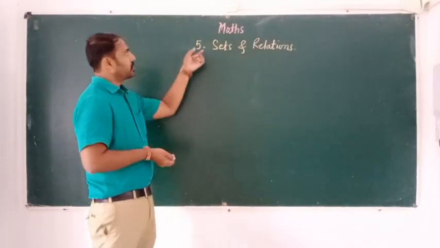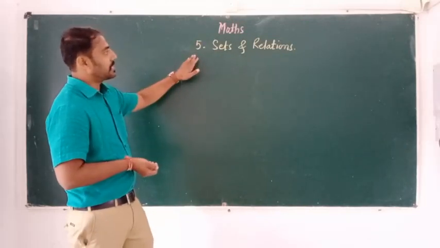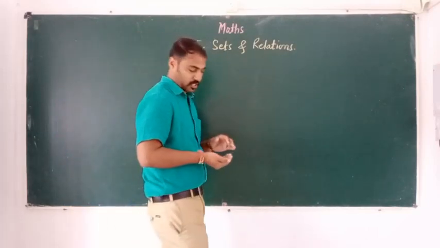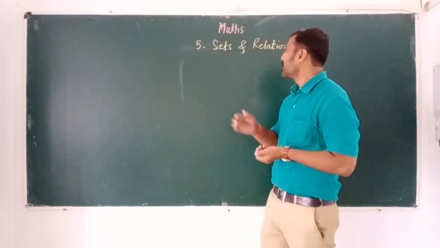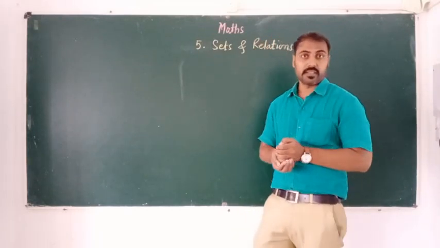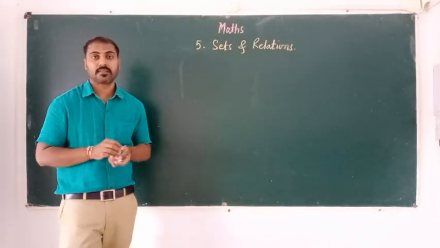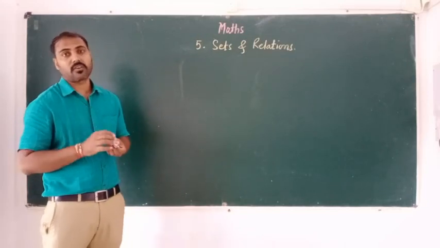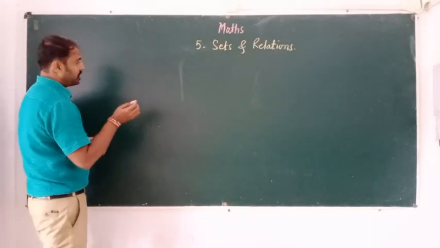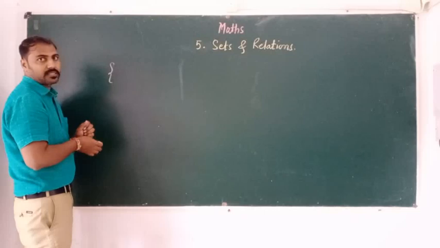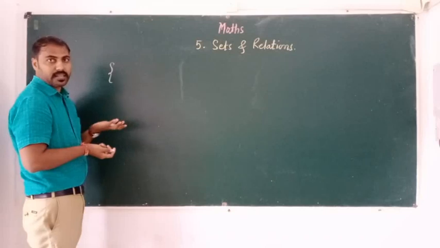Today we are going to start a new chapter of 11th standard, that is sets and relations. You have already studied the chapter on sets in 9th standard. So, what is meant by a set? A set is a collection of well-defined objects. For example, tell me the number of days in a week. There are 7 days in a week.